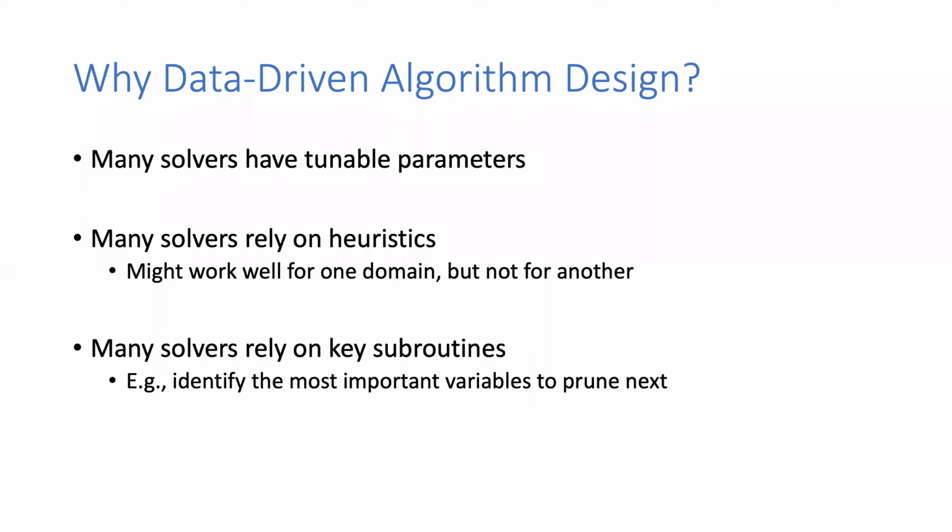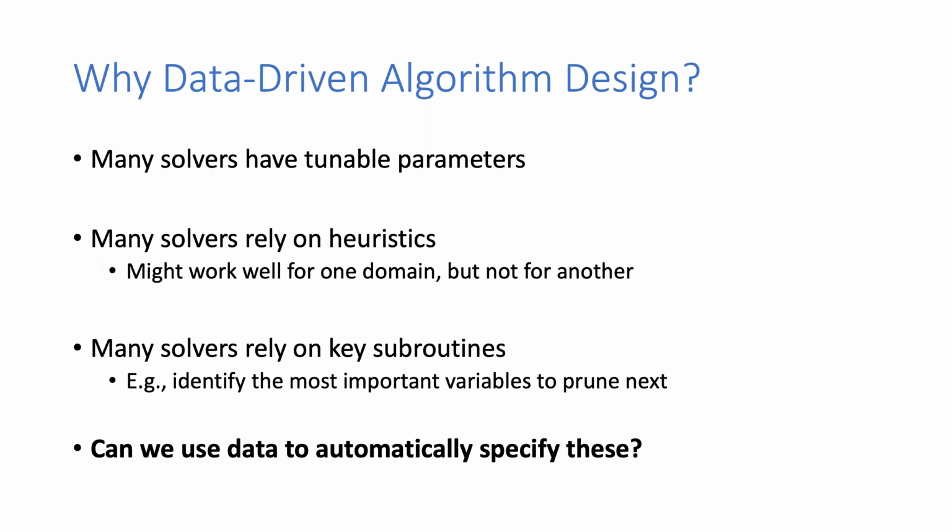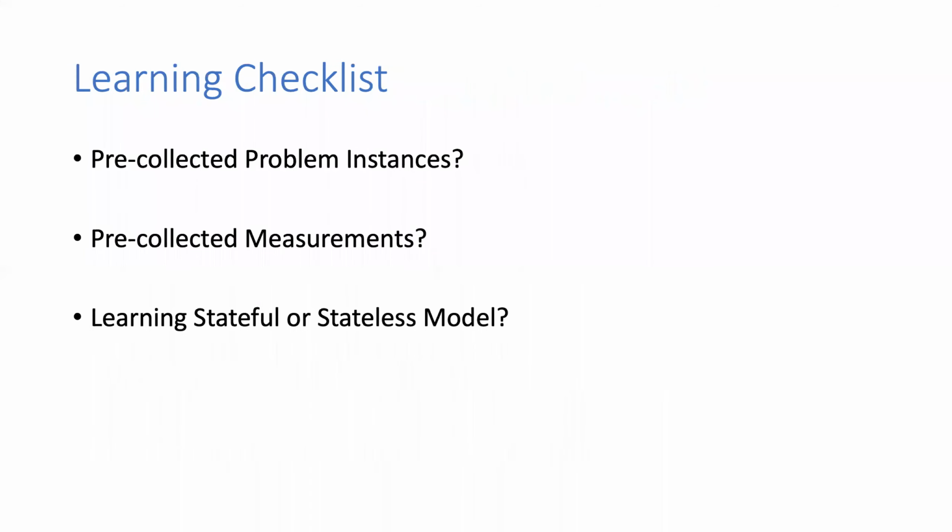Many solvers rely on key subroutines. For example, some solvers require a subroutine that identifies an important variable to prune next in a search algorithm. And you can actually use learning to design these subroutines. And so, given that these are places where we can do automated algorithm design from data, how do we use the data to automatically specify these? These are just places where we can use data to specify. And so now the question is, how do we do that?